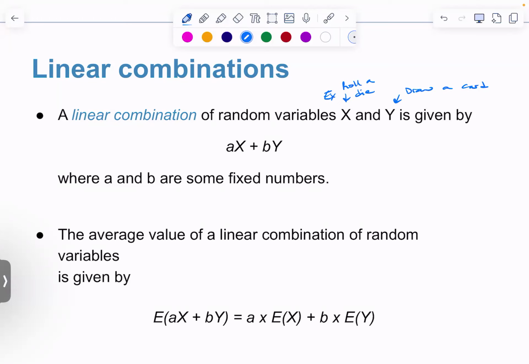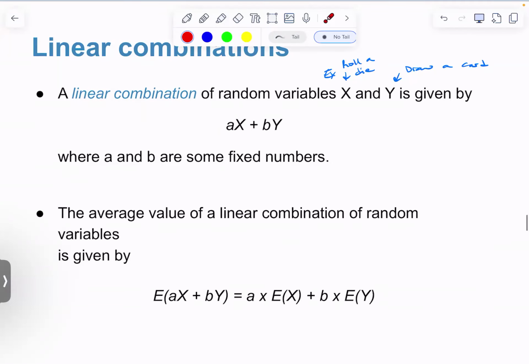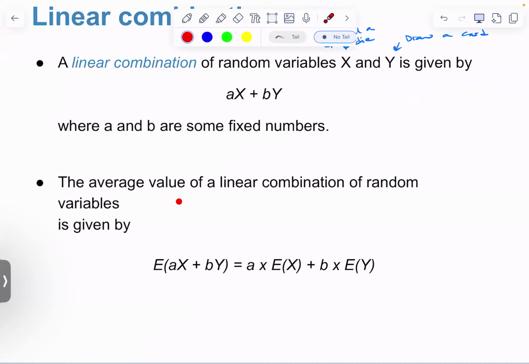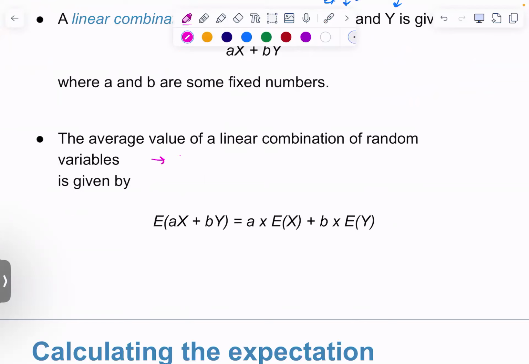Then maybe I roll the die 4 times and I only draw a card 2 times or something like that. Then we can write out this linear combination as ax plus by. Now, that's not something that we're going to do, but I do want to highlight that the average value of this linear combination, the expected value, distributes.